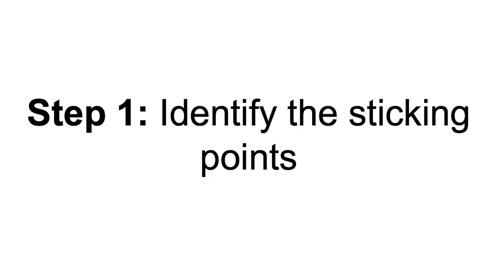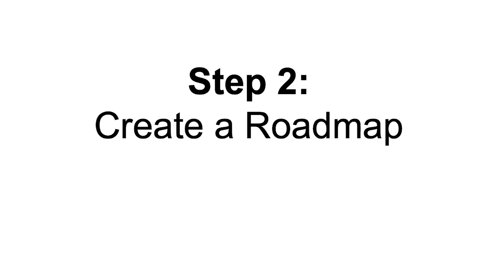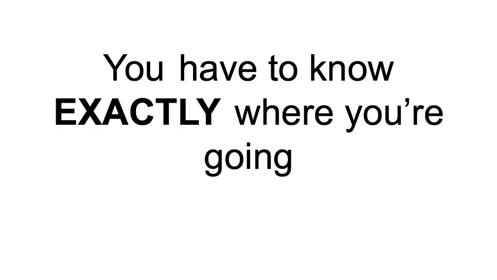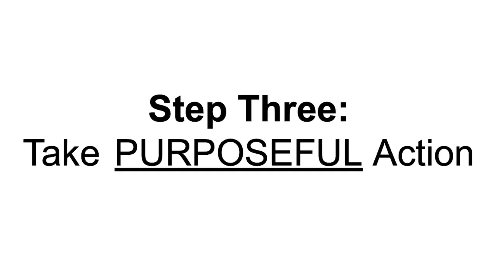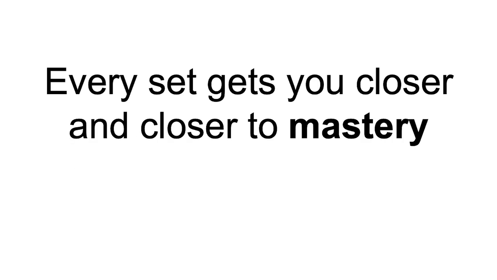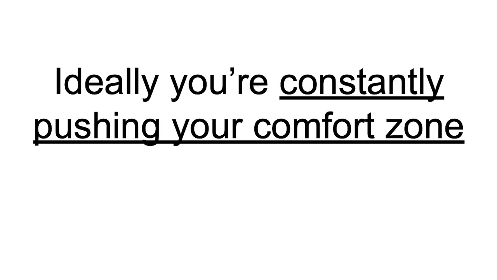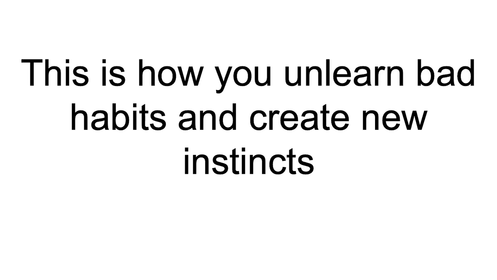So step one is identify the sticking points. Figure out what the specific instincts you want to create are and what your specific bad habits are as well. Step two, create a roadmap, right? Exactly where you are going and what is the next action step to get there. And then step three, once you have that roadmap, is to take purposeful action. Actions directed at getting you closer to mastery with every single step. And ideally, you're constantly pushing your comfort zone. At a minimum, though, you want to be constantly pushing your skill set, right? If you can push your skill set and comfort zone at the same time, then you're really doing well. And this is how you unlearn bad habits and create new instincts.